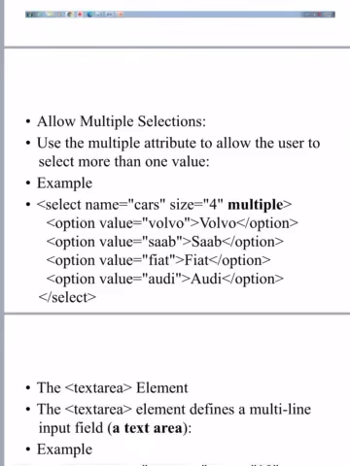Now, how to make multiple selections? In general we have only single selection, and to do multiple selections we use the multiple attribute to allow the user to select more than one value. Example, select name is equal to cars, size is equal to 4, so 4 elements will be shown and multiple can be selected. Similarly, these are the 4 option values we have: Volvo, Saab, Fiat and Audi, and closing select.